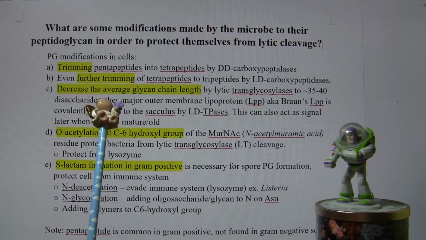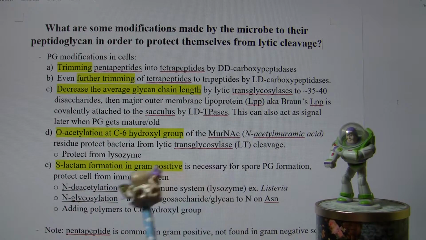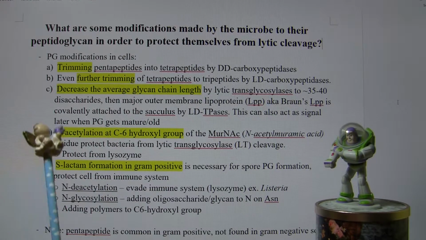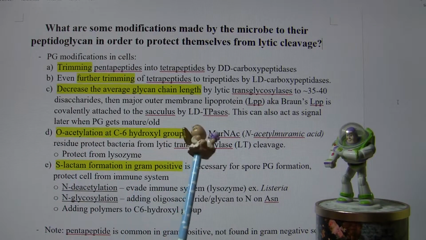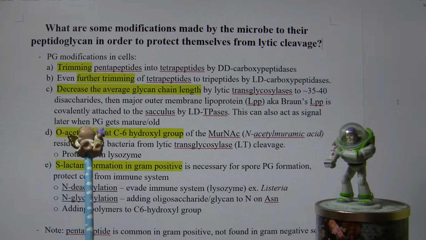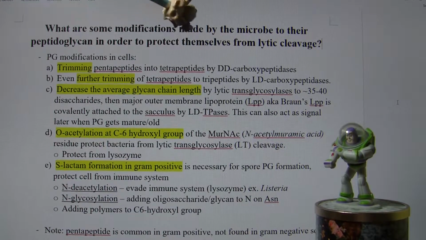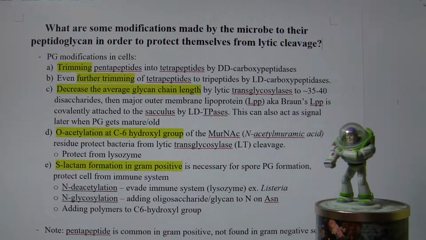Once that happens, they add a major outer membrane lipoprotein called Braun's lipoprotein covalently to the sacculus by LDTPases. This can also act as a signal later when peptidoglycan gets old or mature or needs to be replaced. And for me, I think of this step as a regulation process. It doesn't really help much for a microorganism towards protecting themselves from lytic cleavage.